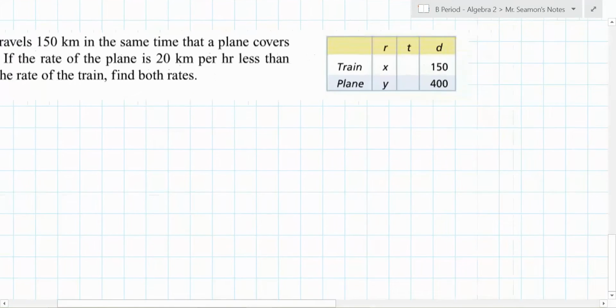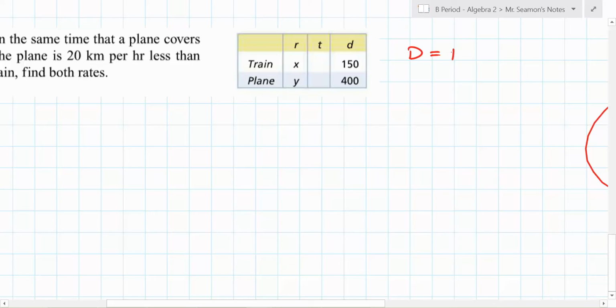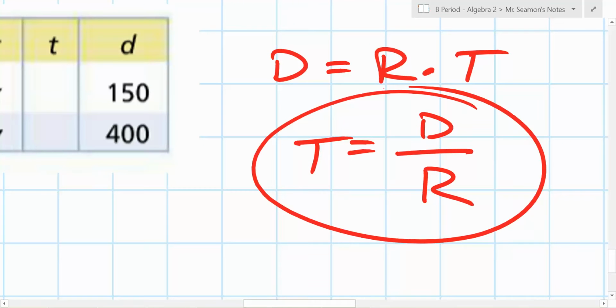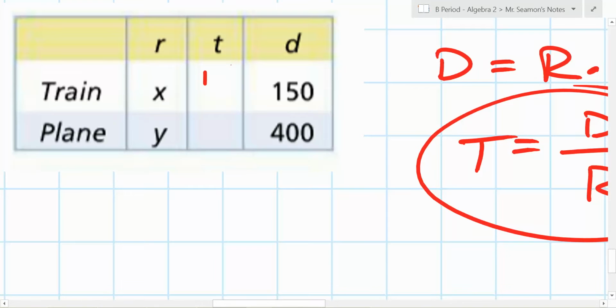So what's the relationship between distance, rate, and time? Distance equals rate times time. Exactly. So what does time equal? Distance divided by rate. Do you see this table right here? Rate is, what is time again? Good, that's awesome. Distance divided by rate. So can someone tell me what goes right there? 100 divided by.